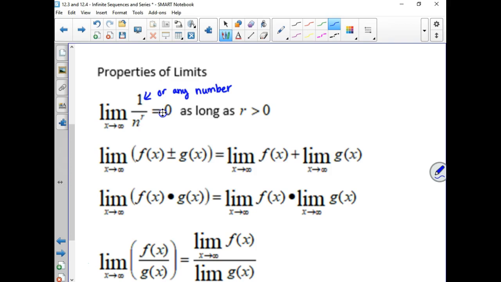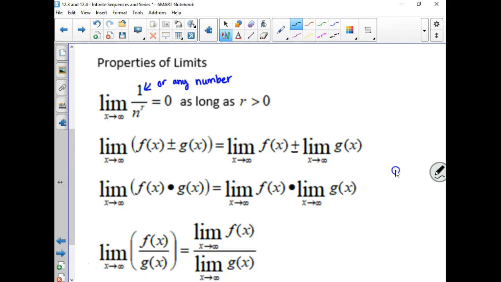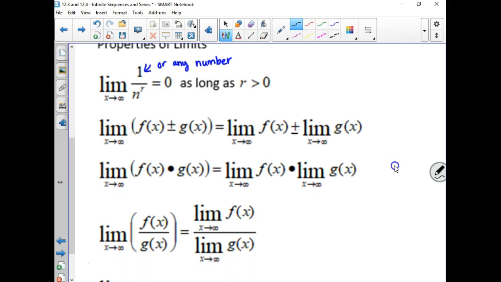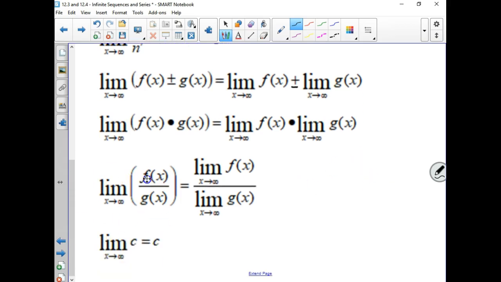Some other properties. If we have the limit of f of x plus or minus the limit of g of x, we can take those limits of f and g separately. So we could take the limit of f and add it to the limit of g. That should have a plus or minus sign right there. It works with subtraction as well. Same thing for multiplication. If we have the limit of f times g, we can take the limit of those separately: limit of f times the limit of g. For division, it works too: limit of f divided by the limit of g.